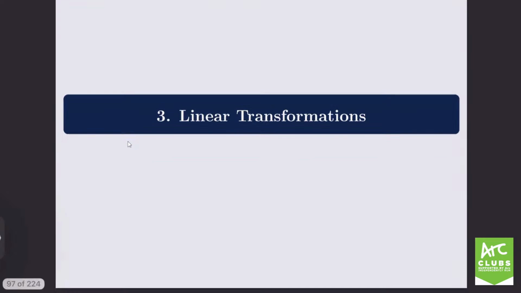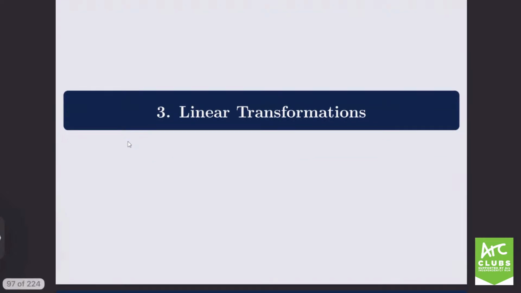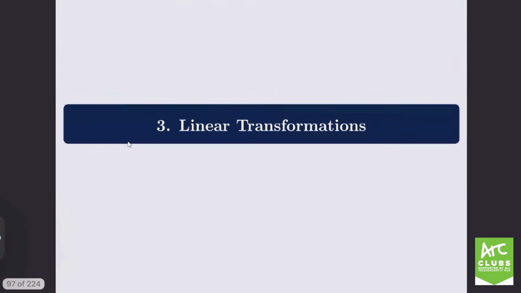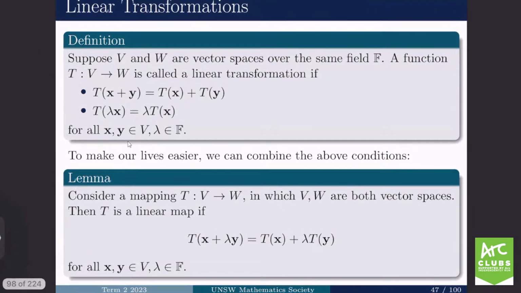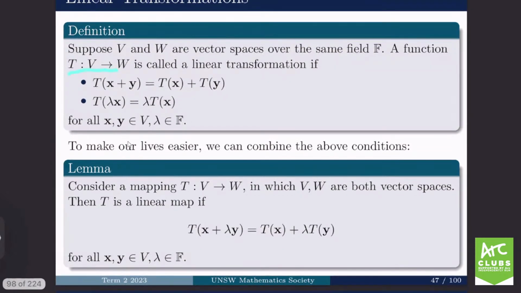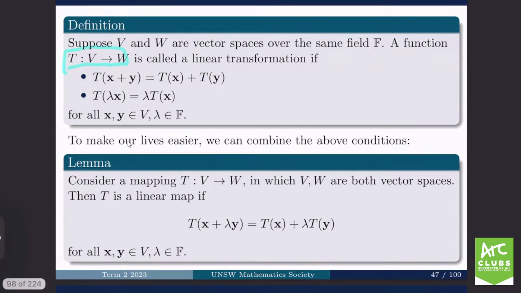So, we're starting off with topic 3, which is linear transformations. So, thank you to Fred for presenting the previous two parts. So to begin, we're just looking at the definition of a linear transformation. So a linear transformation is a function between vector spaces. So in this case, between two vector spaces, V and W. Now it is linear if it satisfies these two conditions.